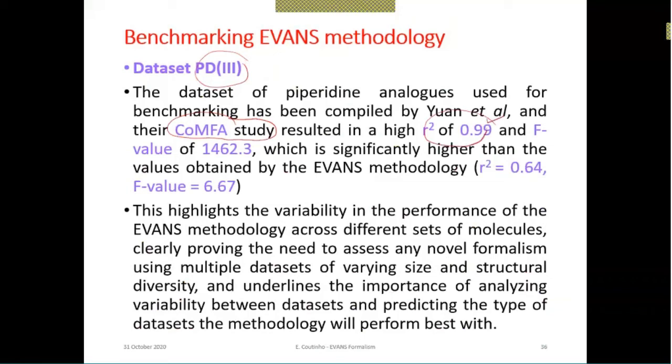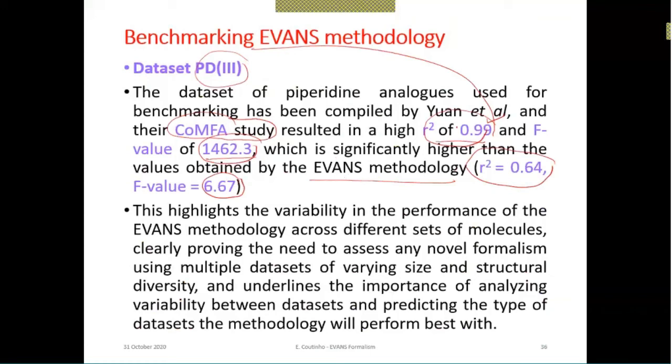The COMFA study for this PD3 data set reports a very high R-square of 0.99, very close to 1, and an F-value of about 1462.3. Now, that is a very commendable model. Our EVANS methodology in no way comes near this. For the PD3 data set, the EVANS methodology returns an R-square of only 0.64 and a very small F-value. So vis-a-vis the COMFA study, the EVANS methodology does not come very close.